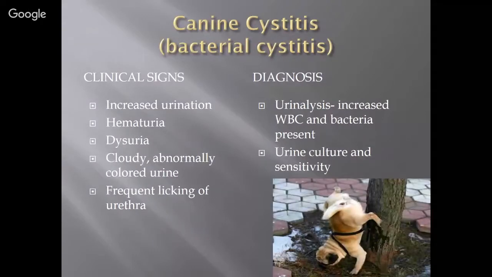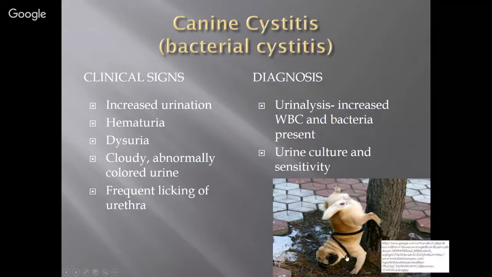Canine cystitis is almost always a bacterial cystitis. We'll see increased urination, hematuria, dysuria, sometimes a cloudy, abnormally colored urine. Sometimes it smells worse. They'll be frequently licking their urethra, so around their vulva or around their penis. Diagnosis will be through a urinalysis. We're going to see increased white blood cells and bacteria present. We will want to do a urine culture and sensitivity and make sure that we're treating it appropriately.